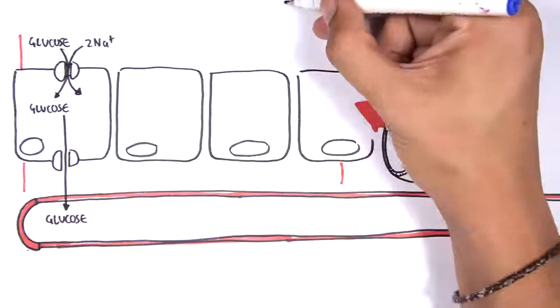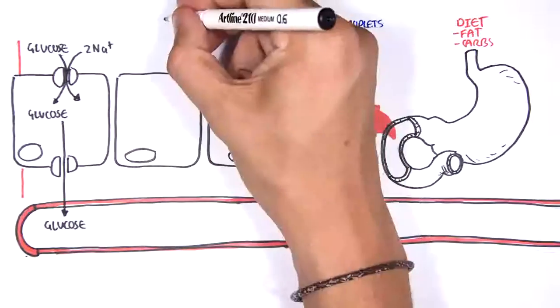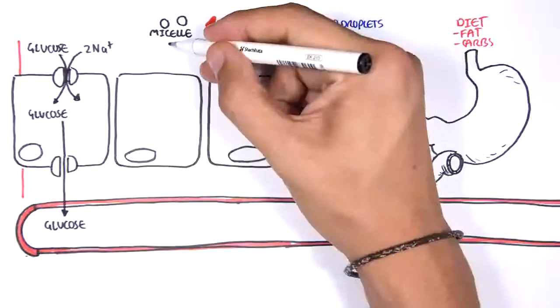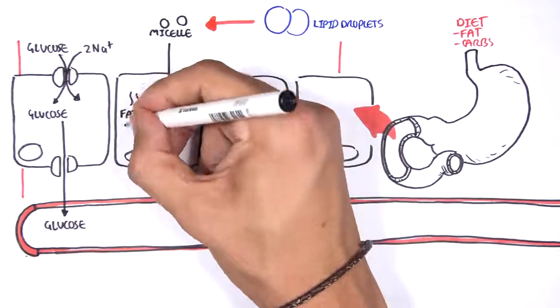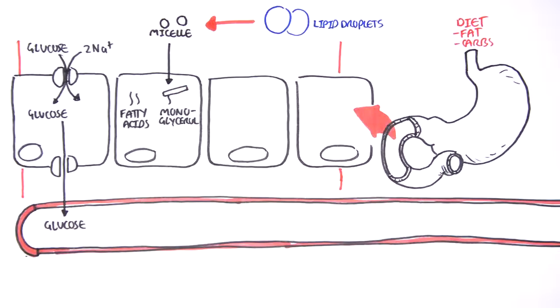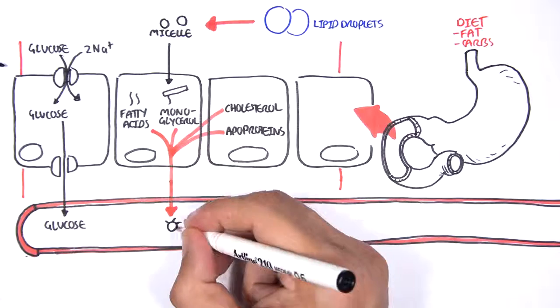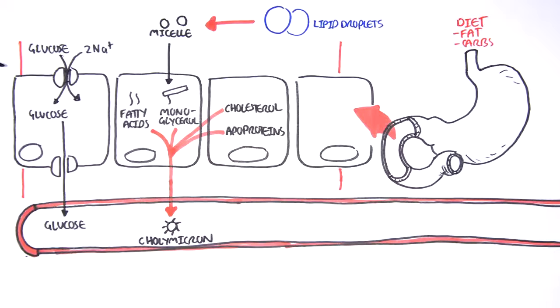The fats in the diet arrive in the small intestine as lipid droplets. The lipid droplets are digested and emulsified into micelles, which are then absorbed into the intestinal cells as monoglycerides and fatty acids. And also cholesterol is absorbed. The intestinal cells will then package the monoglycerides, fatty acids, cholesterol, and proteins called apoproteins to form what's known as the chylomicron. So all these things are packaged up into chylomicrons.